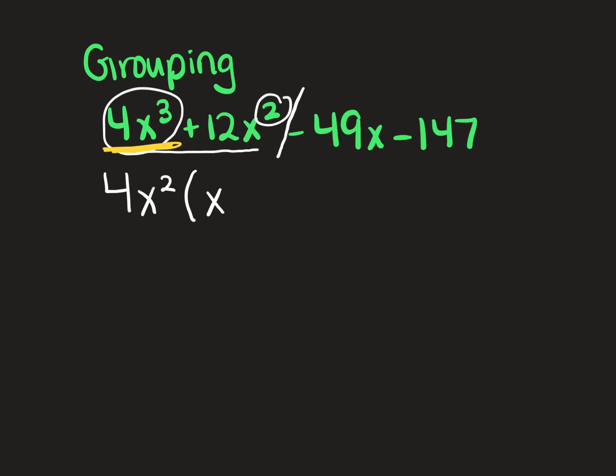We're going to do the same thing with the next term. So if we look, we have 12x squared. Well, 12 divided by 4, I would need a 3 here. And x squared, we already have x squared, so we don't need any more x's there. Then we look at the second group.